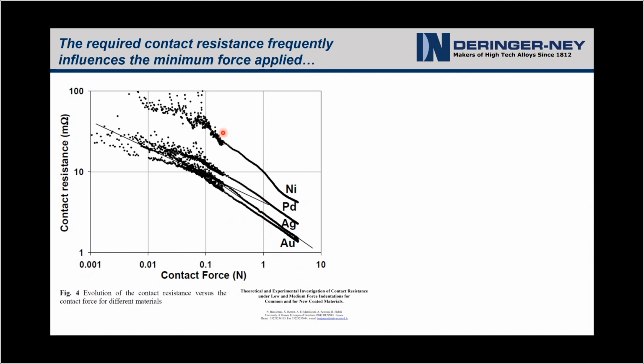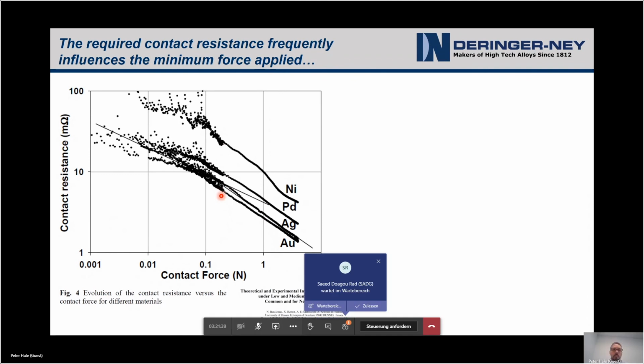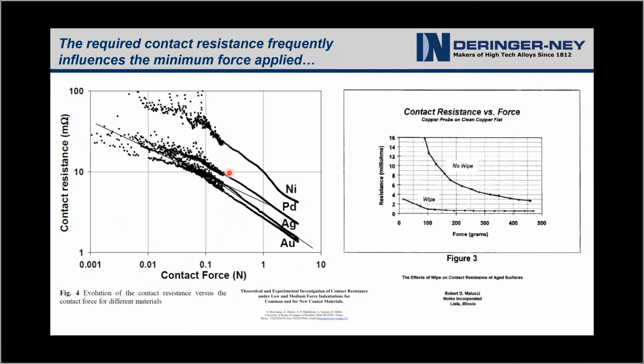But very notably, there's some force that's common between all of them where the contact resistance has a lot less noise. That reduction in contact noise frequently drives minimum contact force for a certain assembly, or the utilization of multiple contacts.